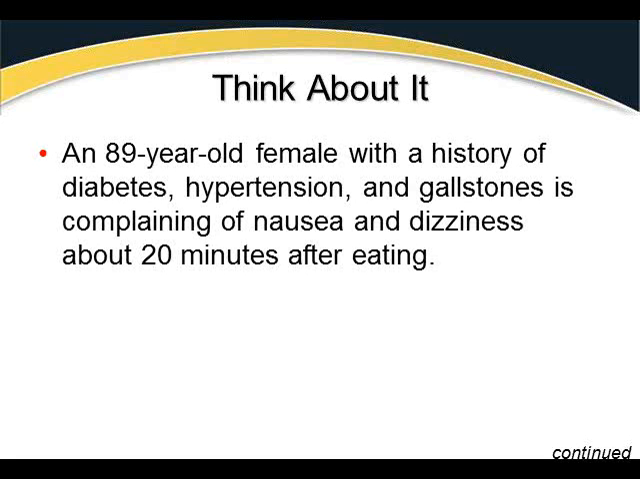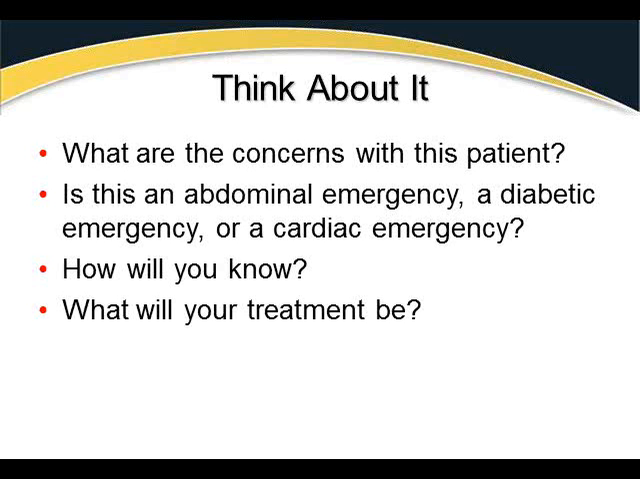So with the hypertension, there's always the possibility that this is maybe even a cardiac-related issue. So diabetes, well, she's eaten something, so that probably is going to alleviate somewhat in our mind that she's getting hypoglycemic. But she has a history of gallstones, and it's right after she ate something. So I think our leading suspect here is something to do with her gallbladder. So is this an abdominal emergency, a diabetic emergency, a cardiac emergency? Really could be any of them, but I think our strongest suspect is an abdominal emergency.